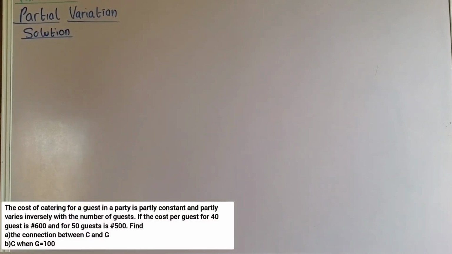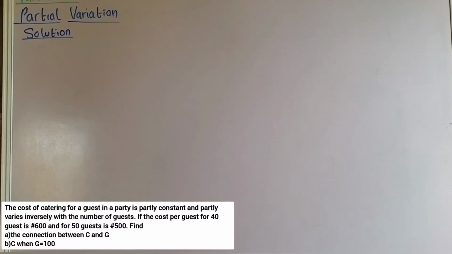Let's consider this question on partial variation. The cost of catering for guests in a party is partly constant and partly varies inversely with the number of guests. If the cost per guest for 40 guests is 600 naira and for 50 guests is 500 naira, find A, the connection between C and G, that is, the connection between the cost of catering for the guests and the guests, and B, the value of C when G is 100.